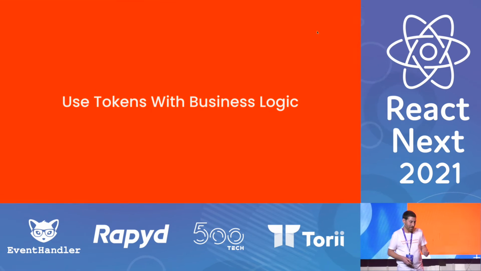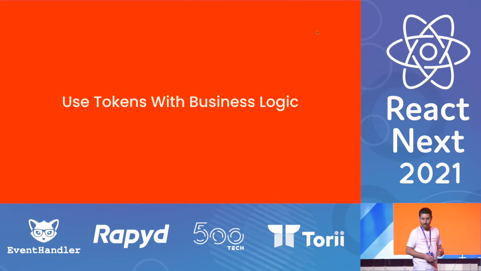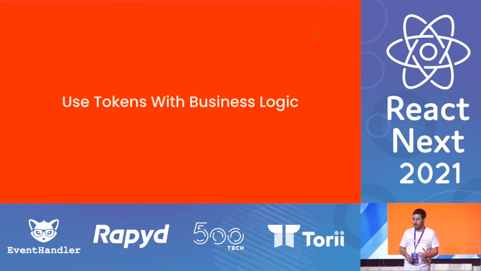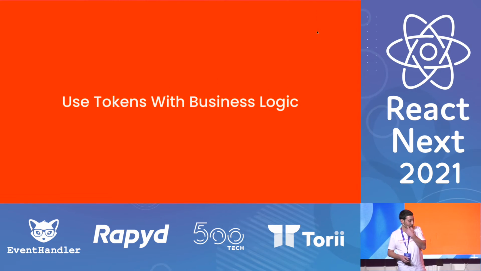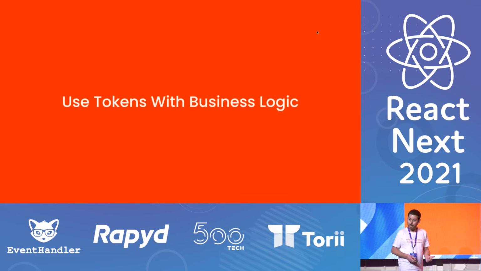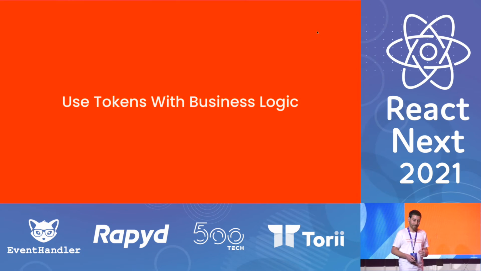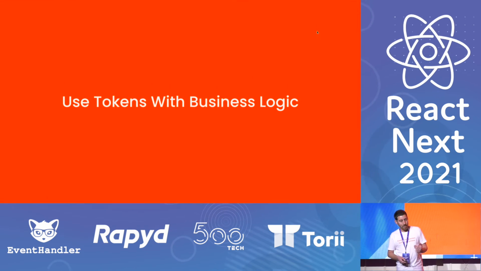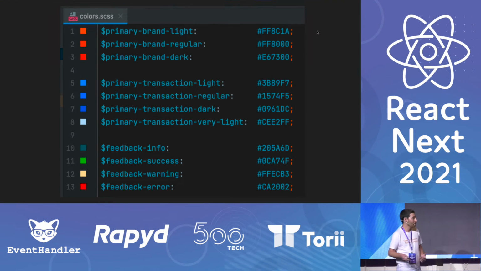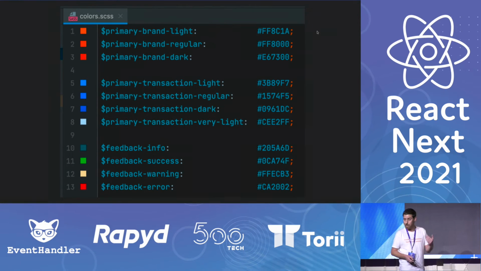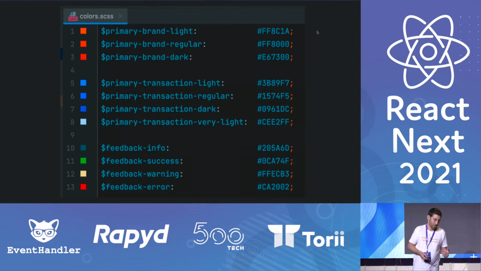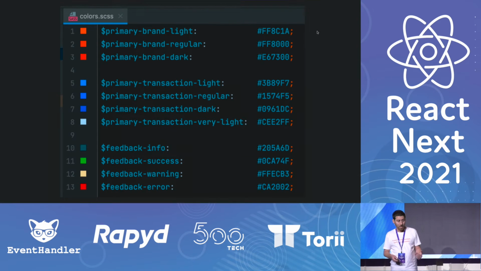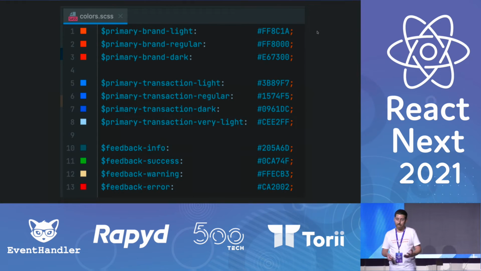I want to go over some tips and tricks on how to achieve this easily. So I think the number one is to use tokens, but not just that. When you do use tokens, I will explain in a minute what a token is, use them with business logic. So let me give you an example. Remember the color palette that we were using? So as you can see, we're using tokens, which are technically constants.